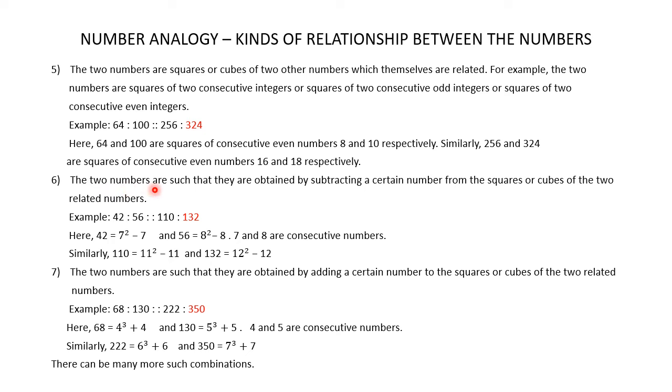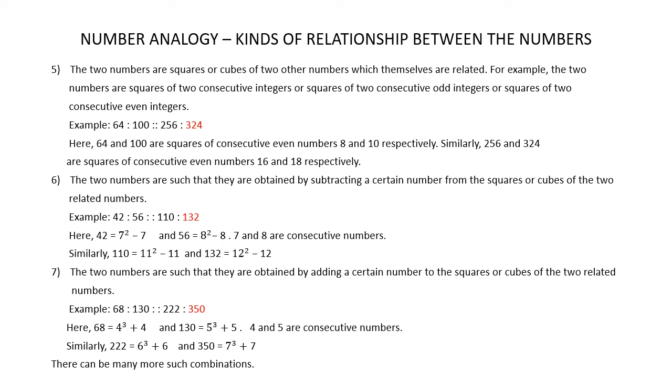The two numbers are such that they are obtained by subtracting a certain number from the squares or cubes of the two related numbers. For example, if 42 is to 56, then 110 is to what? Here, when you observe the first two terms, you'll see that 42 is nothing but 7 squared minus 7. Similarly, 56 is nothing but 8 squared minus 8. And 7 and 8 are consecutive numbers.